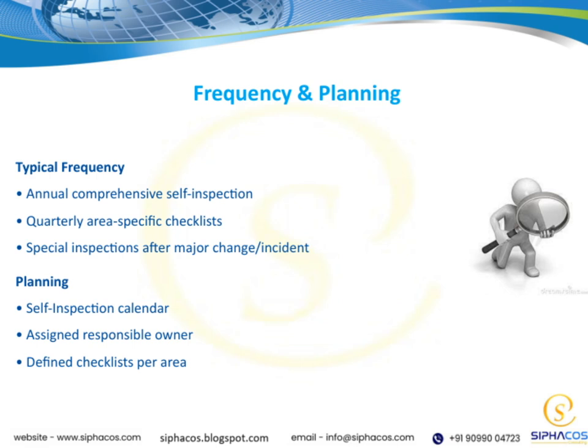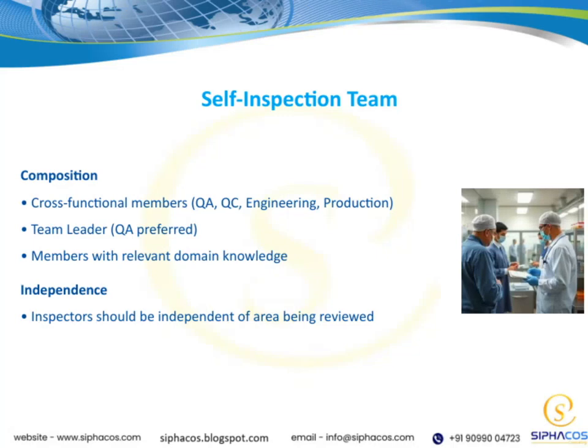Now, moving on to planning. A key component here is having a self-inspection calendar that maps out when each inspection occurs. This keeps us organized and ensures nothing is overlooked. We also assign a responsible owner for each inspection, so there's clear accountability. Finally, defining checklists for each area helps us stay consistent and thorough in our inspections, making sure every important detail is checked. Overall, these practices are essential to maintaining a proactive safety culture, aligning with our broader goal of continuous improvement and risk mitigation.